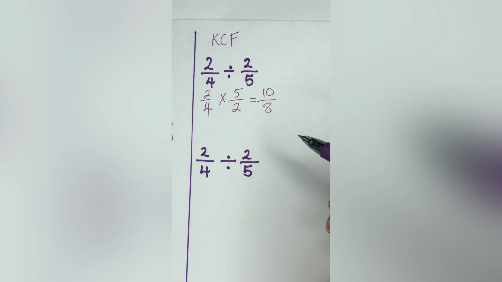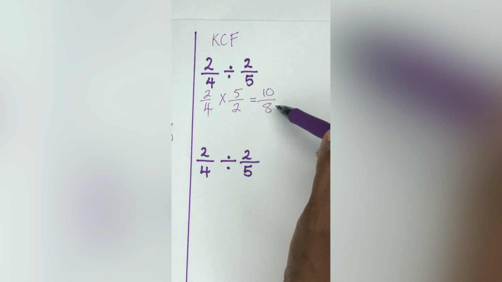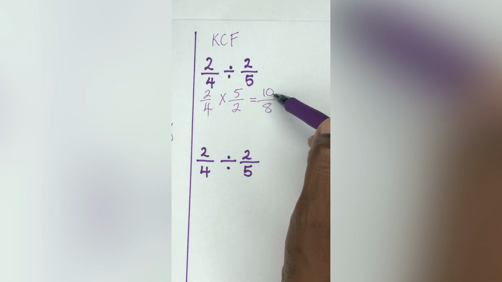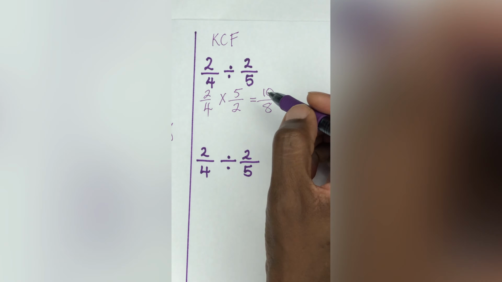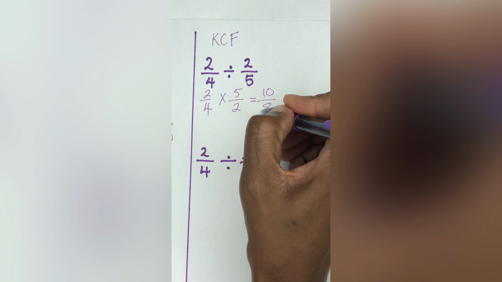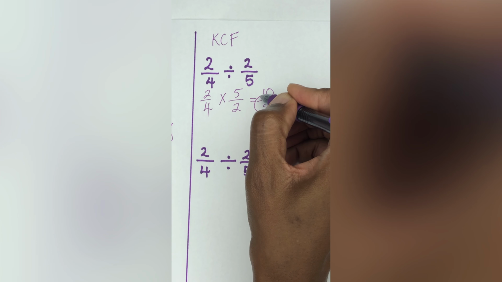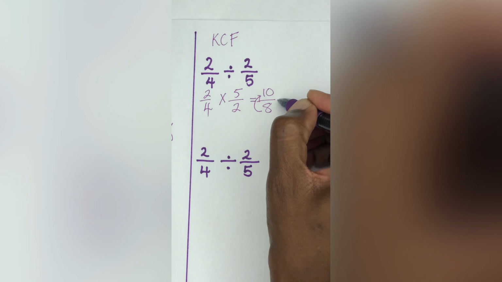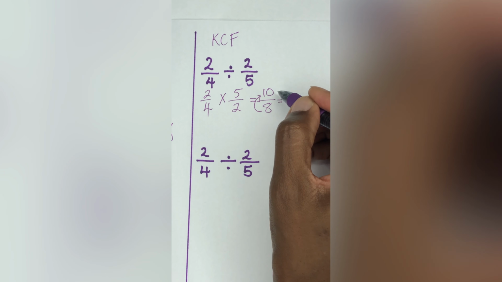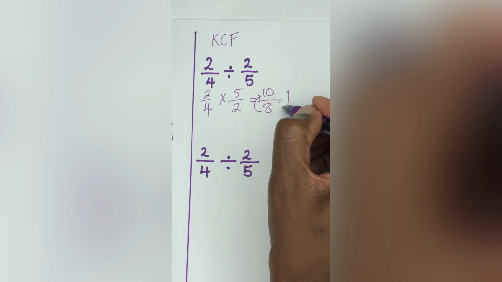Now, the only difference with this fraction is this is improper. We cannot have the numerator heavier or more than the denominator. So what we do to solve this is we divide the 8 into the 10. So how many times does 8 go into 10? It goes 1 time.